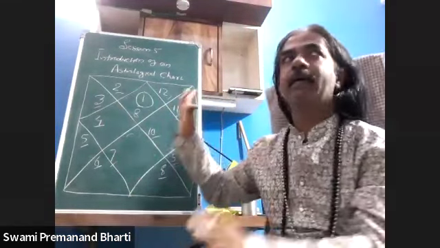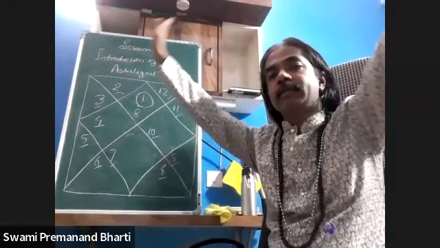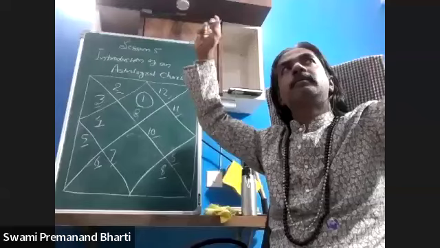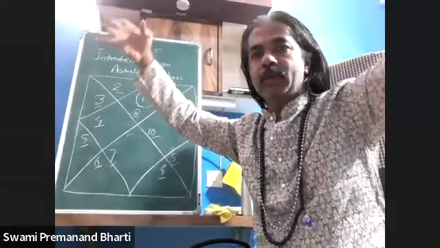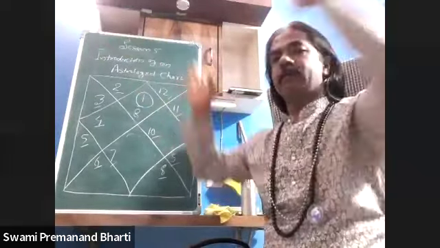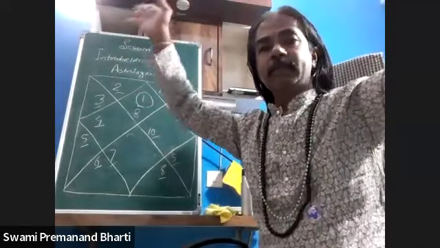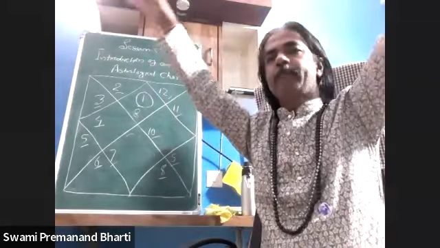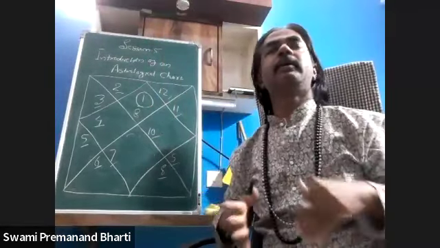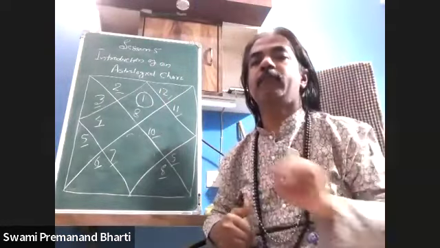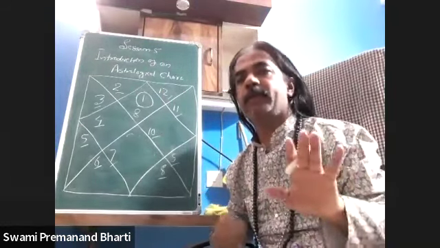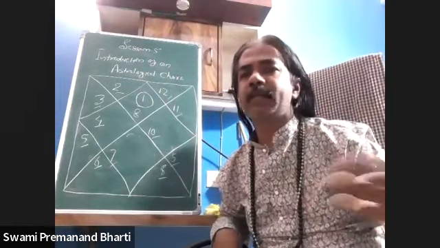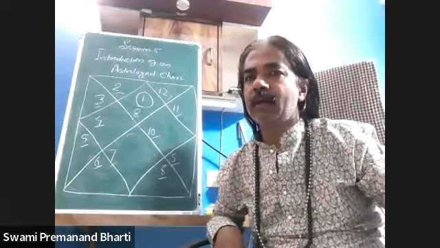Now, as I said, the sky is 360 degrees round, and they divided the sky into 12 different parts. They, meaning ancient astrologers and sages, divided the sky into 12 different parts, or we can say they divided human life into 12 different parts. And they gave the representations as per the various activities we go through in life.